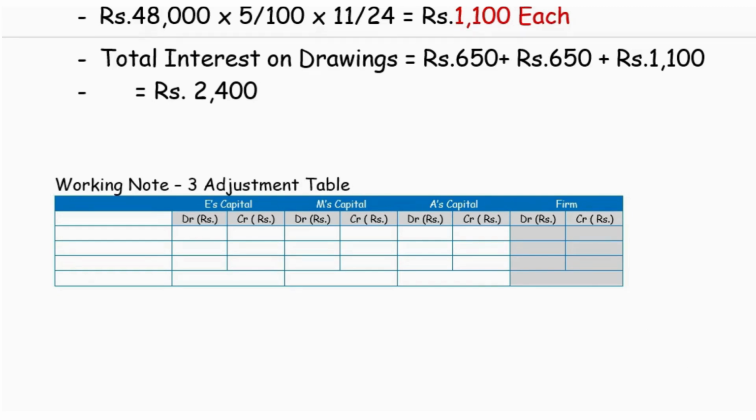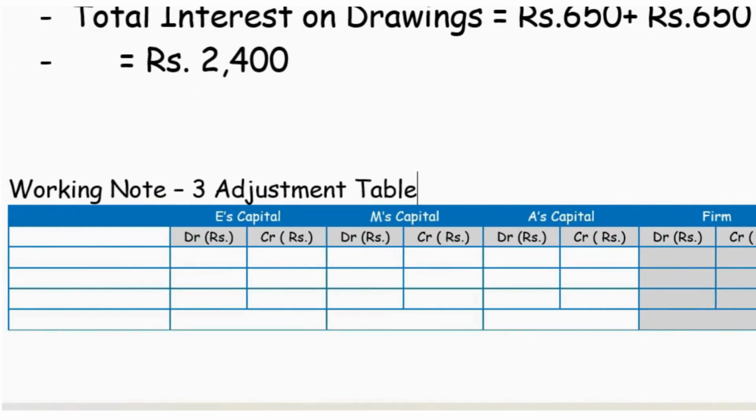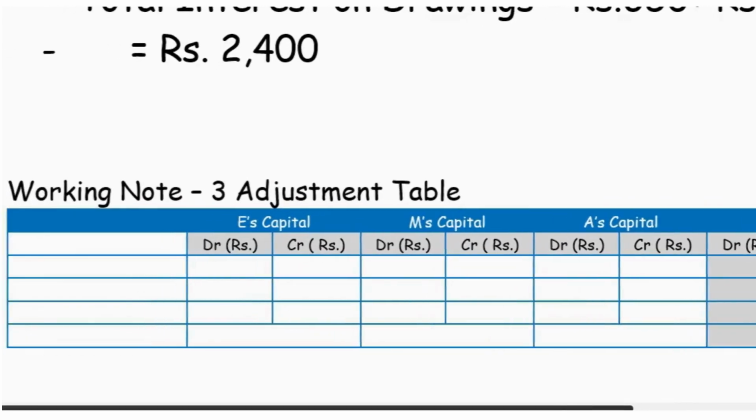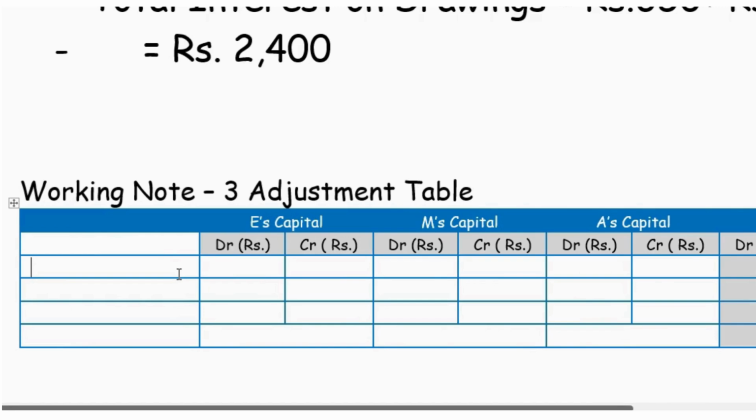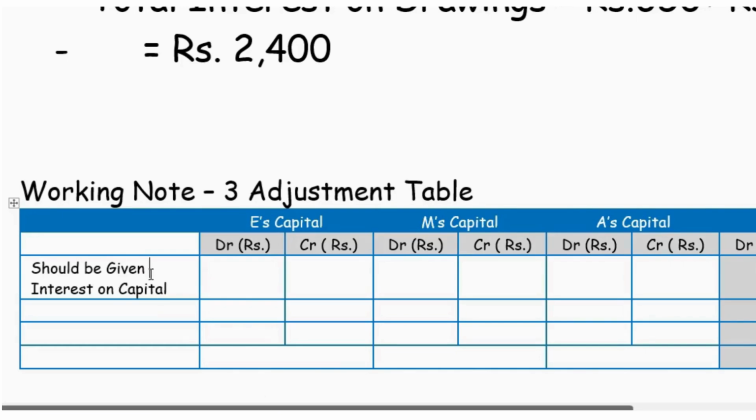The third working note. Here I am zooming for better visibility. Yes. Now the interest on capital. This was not considered before distributing the profit. This should be given to the partners. Interest on capital was not considered before distributing the profit.